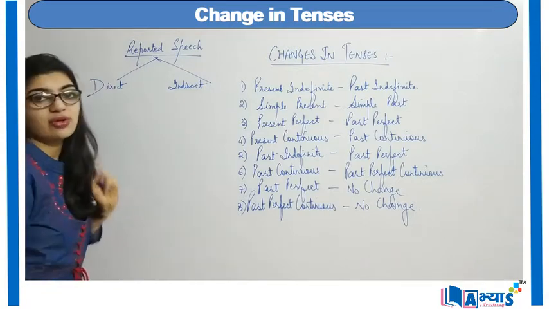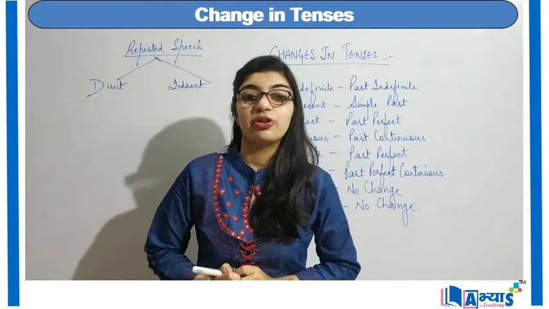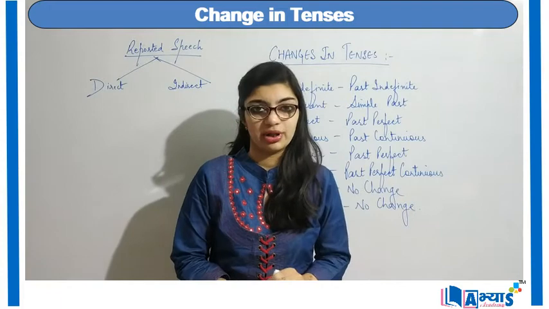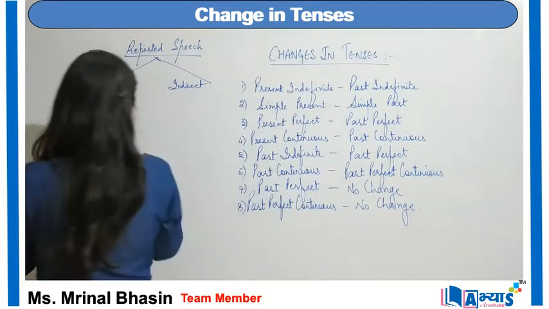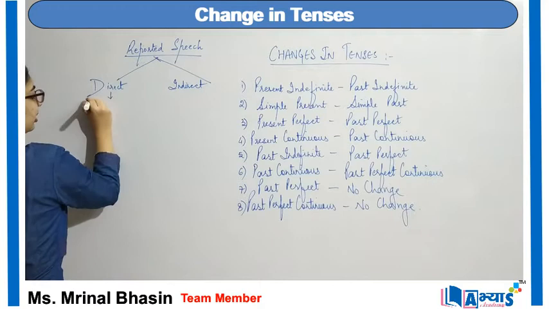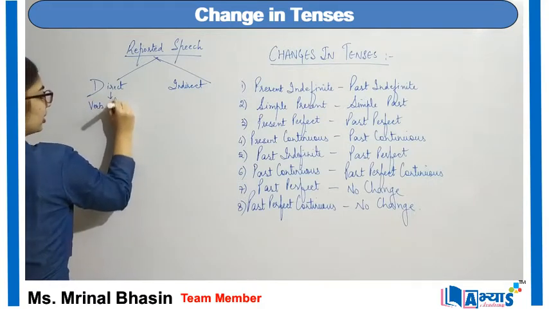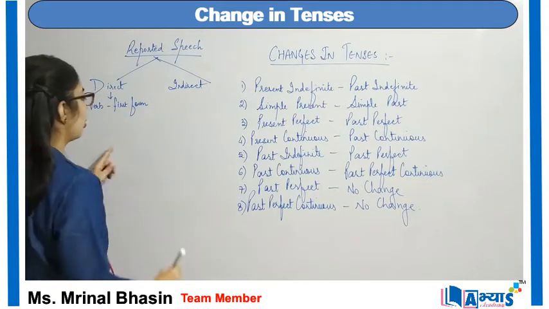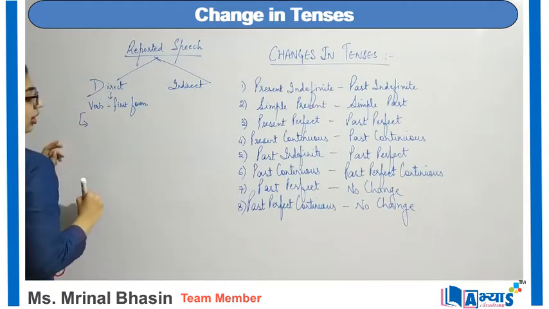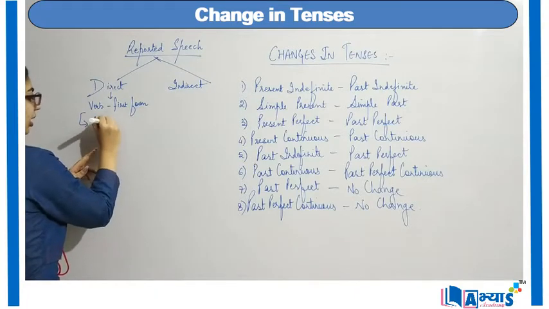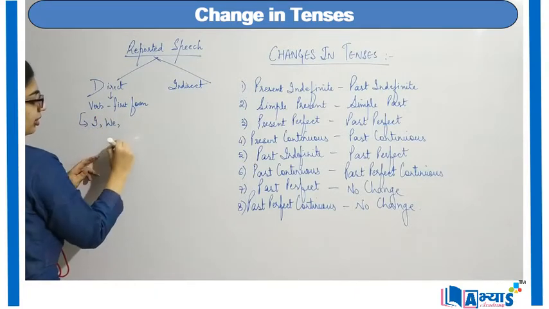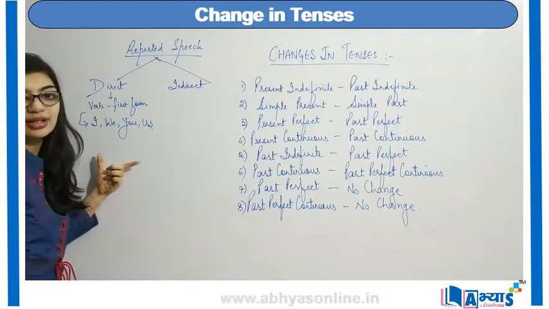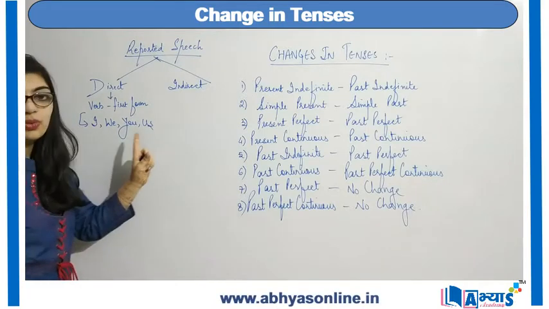Now, first let's talk about direct sentences. You know that direct sentences are always in the first form of verb, right? So, direct sentences are always in verb with the first form, and they always contain I, we, you, us.